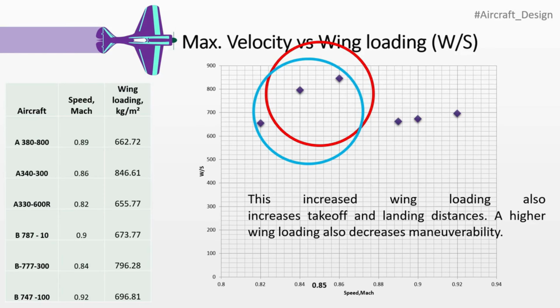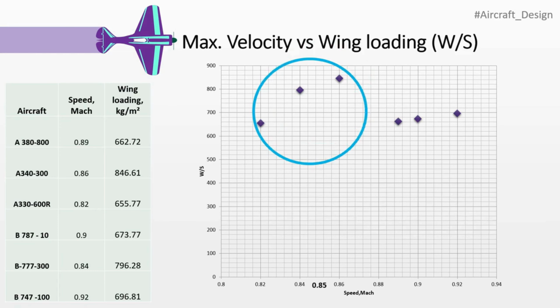Now here we have plotted a graph between velocity versus wing loading. After plotting, you can see there are some points, 3 points located nearby, and we can make an optimum range within that. You can see I have marked a red circle and a blue circle.